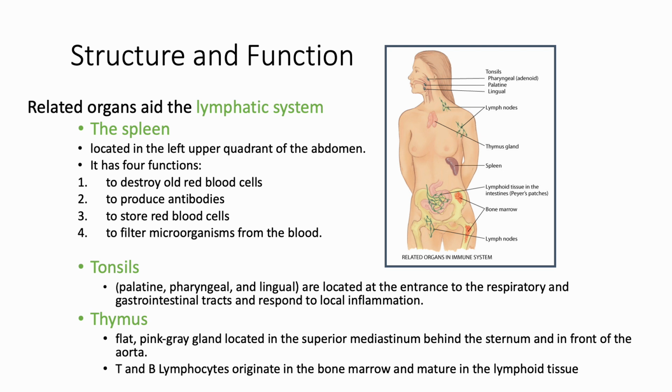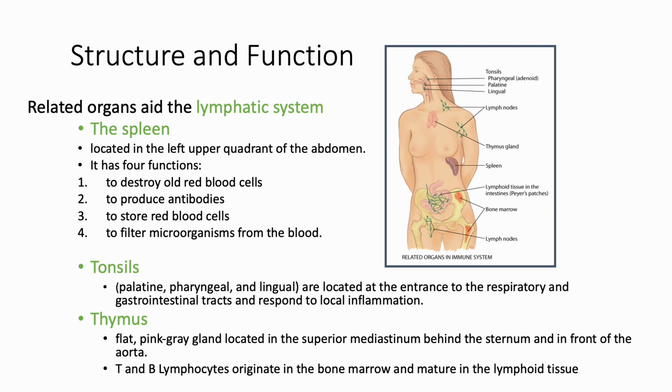Our thymus, it's flat, it's pinkish gray, it's a gland, and it's located in the superior area, this mediastinum area, right behind the sternum, lying right in front of the aorta. And this is where our T lymphocytes and our B lymphocytes originate. And you might remember that from your pathophysiology first weeks, right? And this is where it starts to mature.